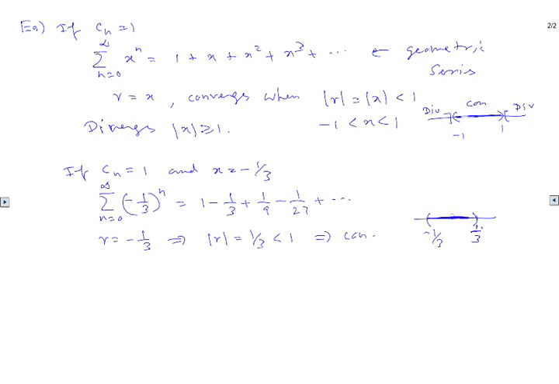Okay, good. And then if, let's say, Cn equals 1 and x equals 3, what will happen now? It's the sum from n = 0 to infinity of 3 to the n. You can see that 1 plus 3 plus 9 plus, like that, diverges. So anything can happen. There are intervals where it's going to converge, and also there are cases where it's never going to converge. For example, the last one never converges. Good.